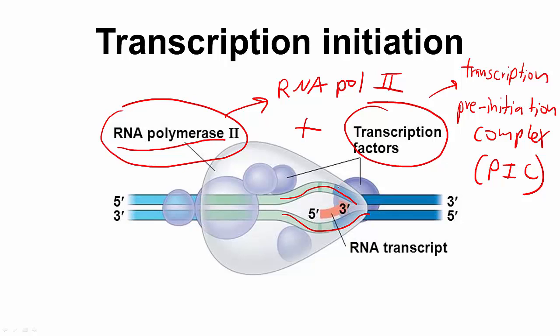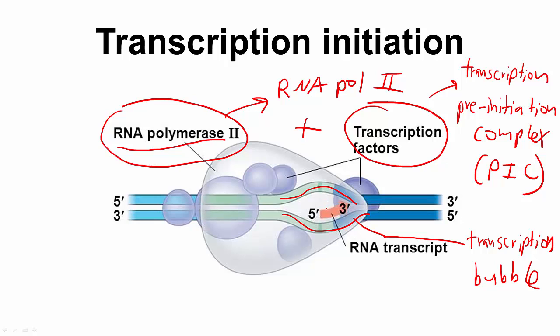This region is called a transcription bubble. Let me just write that down. Transcription bubble. And this basically allows the RNA polymerase II to start synthesizing RNA.